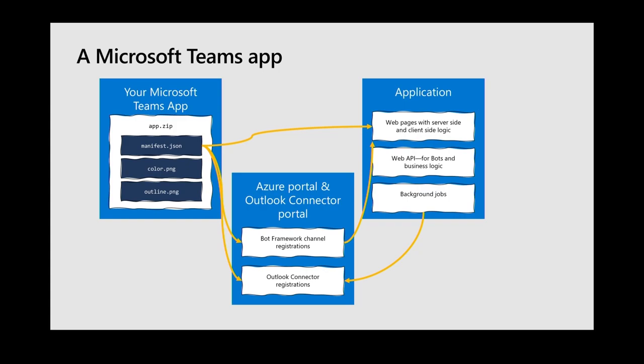The manifest.json file points to other assets. For instance, a tab in Microsoft Teams is a web application, so it's an iframe that points to a web application URL. If you have a bot or a messaging extension, it points to a bot ID that you register in Azure. So you can host your stuff wherever you want.